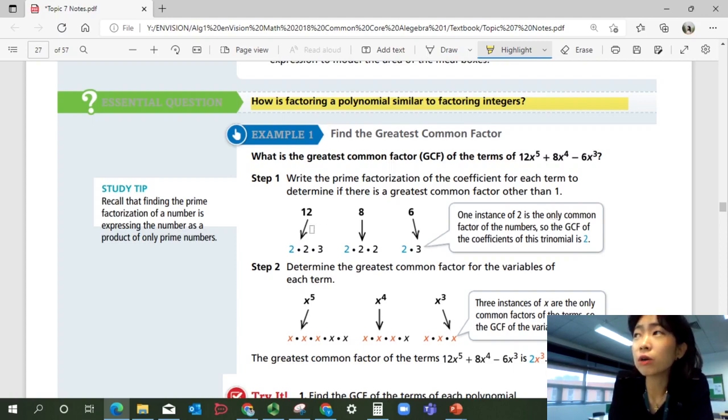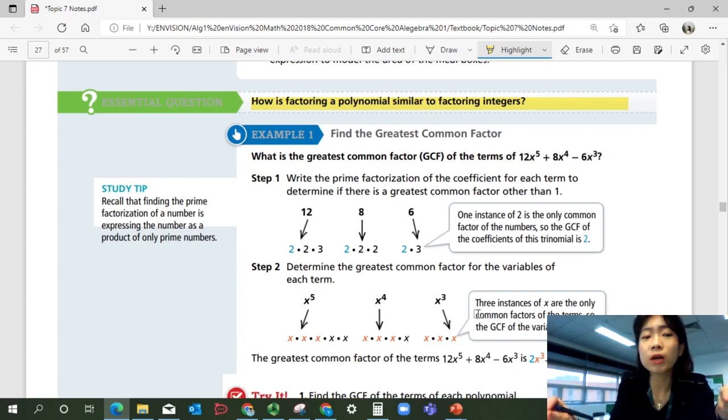So look at all your coefficients: 12, 8, and 6. Figure out the GCF. It would be 2. 2 is your GCF. You also have to look at your variables. You have x to the 5th power, x to the 4th power, and x to the 3rd power.